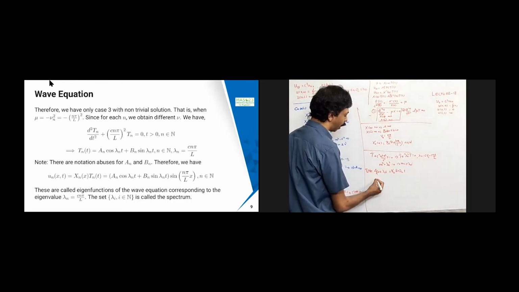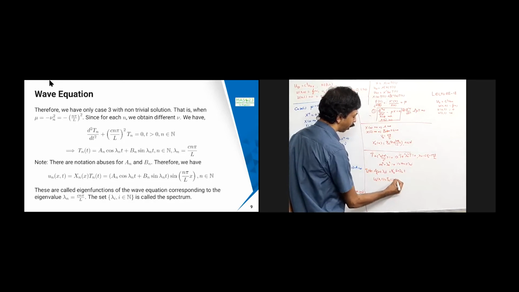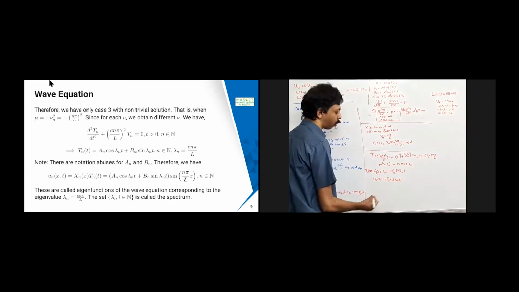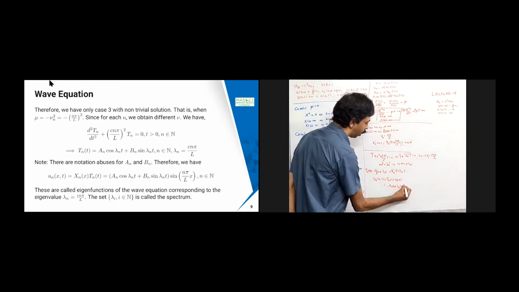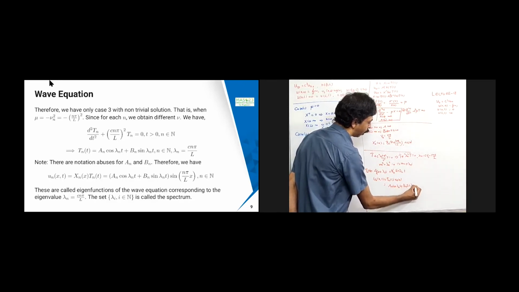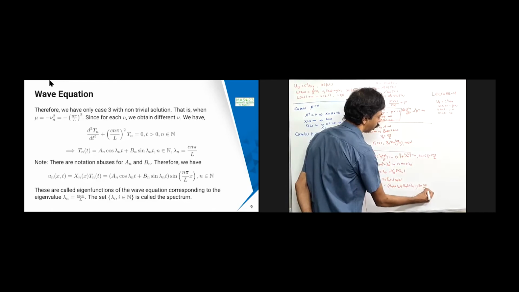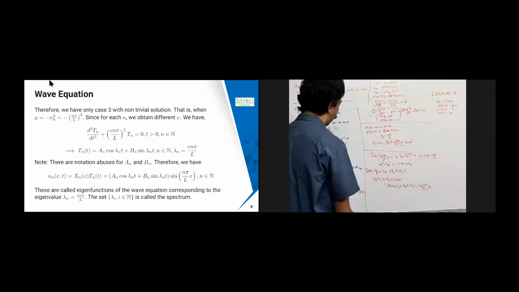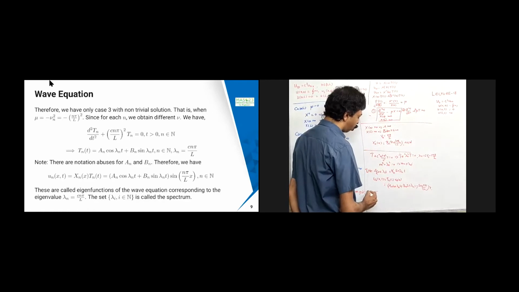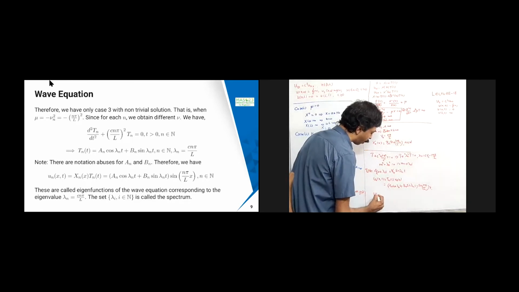Therefore, what I can say is that u n of x comma t is going to be T n of t into X n of x, or X n of x into T n of t, is going to be the solution. Therefore, this is going to become a n cos lambda n t plus b n sin lambda n t into sin of n pi by L x. So this is going to be my solution. For each n, I will get a solution. Therefore, a linear combination is also going to be a solution.